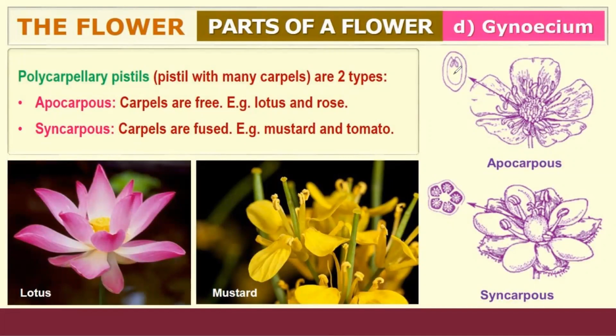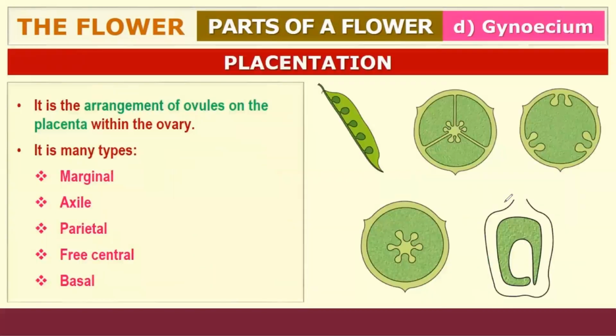Polycarpellary pistils are of two types. One, pistils with many carpels present in a flower, like in lotus and mustard or tomato. Apocarpous, where carpels are free, and syncarpous, where carpels are fused. For apocarpous, the example is lotus, and for syncarpous, the example is mustard.